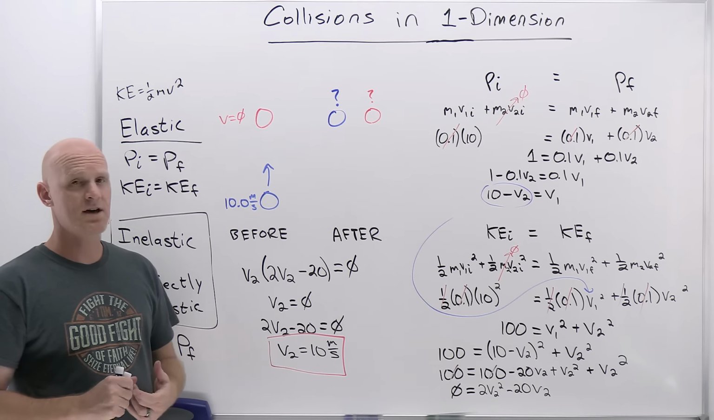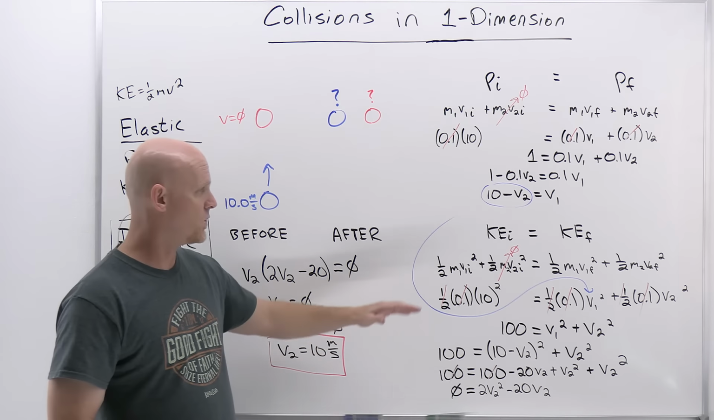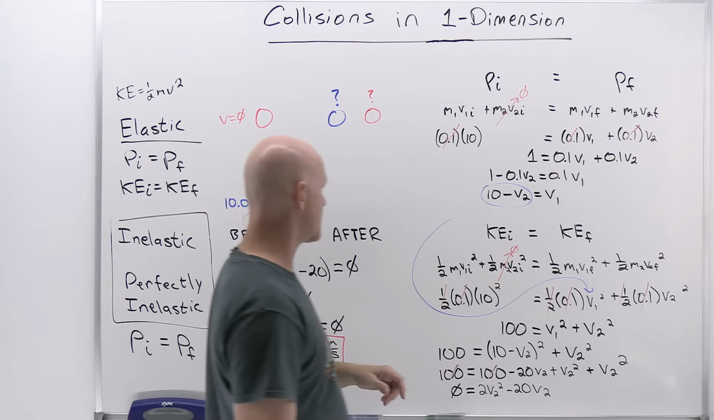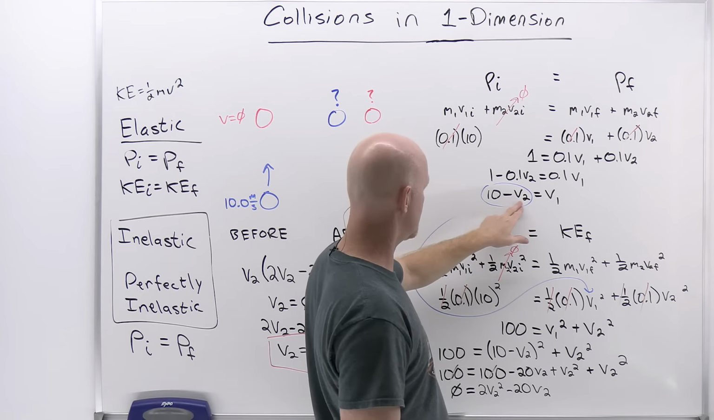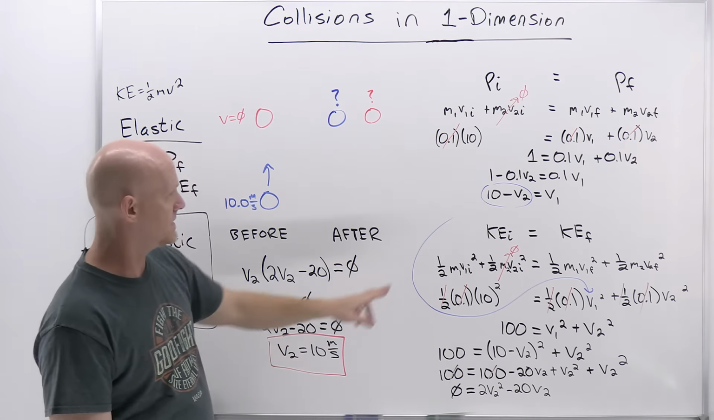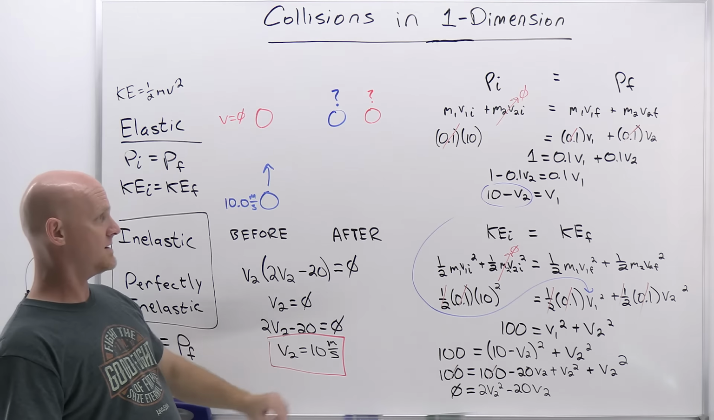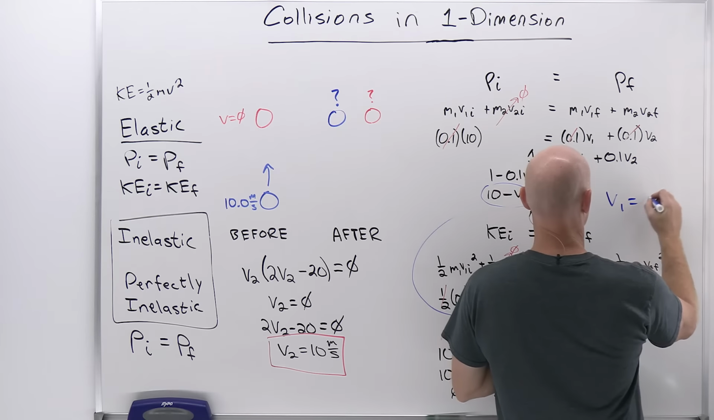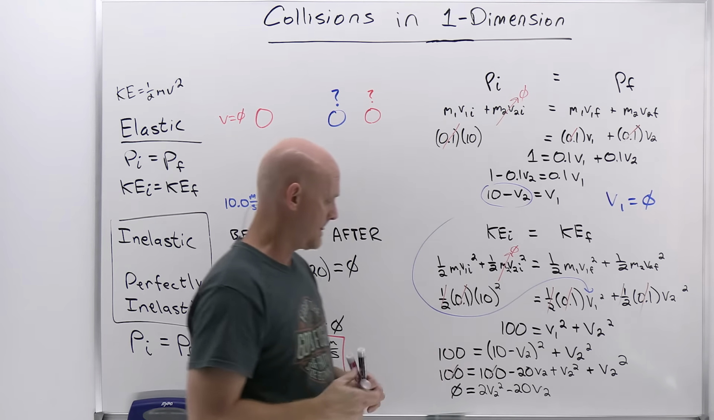All right, and with V2 is 10 meters per second, we can substitute it back into either one of our equations, and I personally like the one that doesn't have squares in it. We can substitute it right back in here and solve for V1. Well, 10 minus 10 is 0, and this is going to tell us that V1 is actually equal to 0.